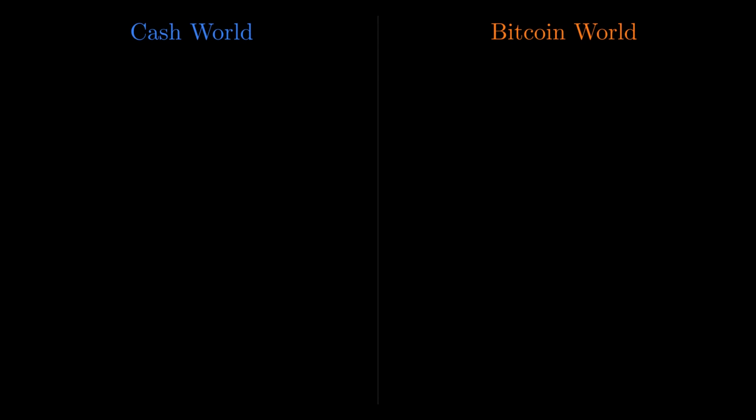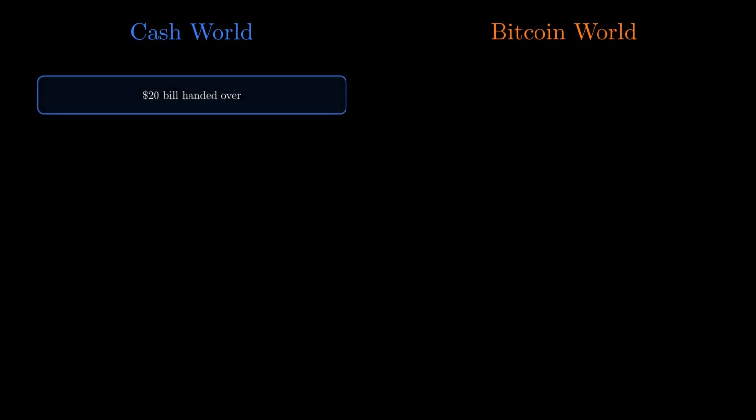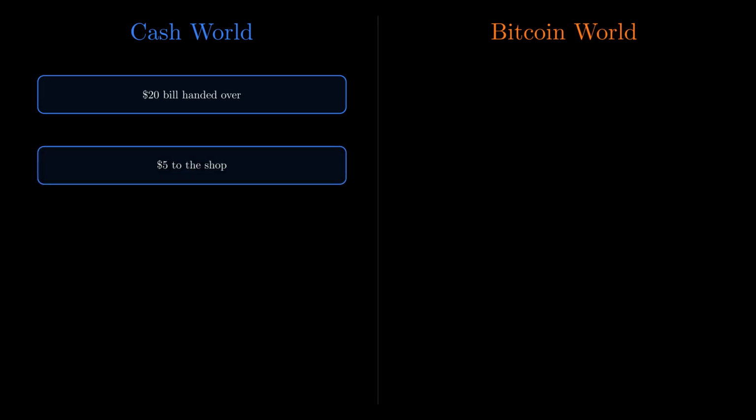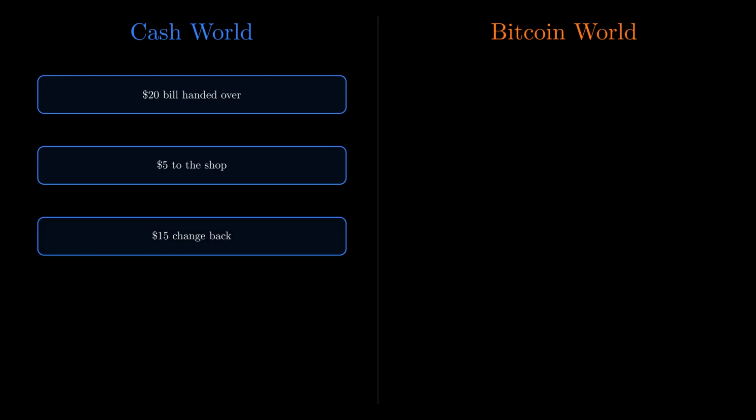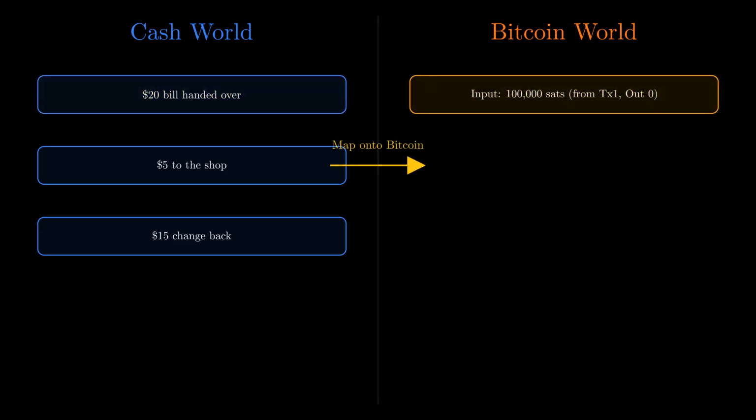What happens when the input is bigger than what you need to pay? Return to the $20 bill. You hand the cashier a 20. Coffee costs $5. The cashier gives you $15 back. Now map this onto Bitcoin. Alice received 100,000 sats from Joe in transaction 1. She wants to pay Bob's store 75,000 sats. Her input is that full 100,000 sat output. She cannot spend part of it. The entire output must be consumed.